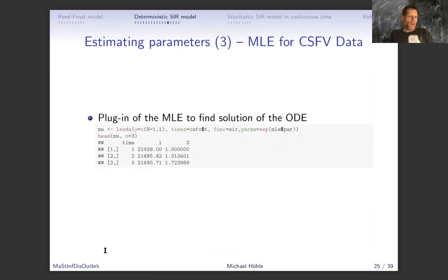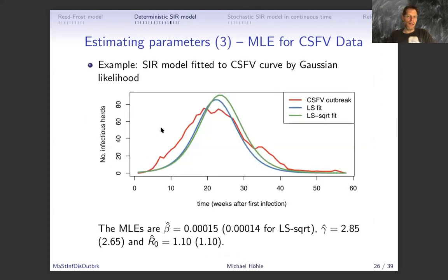Okay, and what I can, of course, then also do is once I have a maximum likelihood estimator, I can then plug that in again into my ordinary differential equation system, and I will get a trajectory for the fitted values, which I will get out of it. And I can look at that here in my example outbreak, the classical swine fever outbreak. So remember, red was the observed data, and blue is the least square fit, and then there's the square root transformed. Doesn't make much of a difference here. We can look at that, and we will see that this model is not fitting these data very well.